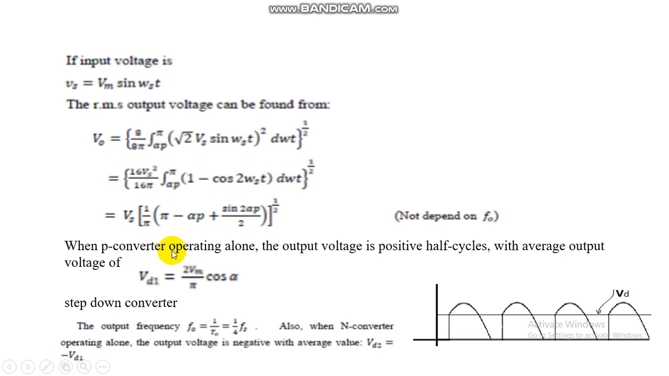And when P converter operating alone, the output voltage is positive half cycles with the average output voltage of Vd1 equal to 2Vm upon pi cos alpha. In step down converter, the output frequency is always f naught is equal to 1/4 fi, means f naught we are getting around 4 times less than the input frequency. When N converter operating alone, the output voltage is equal to Vd2, that is minus Vd1. This is the average output voltage.